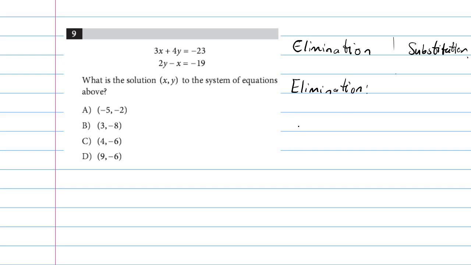I'll first work out the elimination method. You have two equations. First, you see that you have x and y: 3x plus 4y, and then 2y minus x. I would like to change the order of the variables in the second equation so I can have the x's first. So the first equation is 3x plus 4y equals negative 23, and the second, when you change the order, is negative x plus 2y equals negative. Remember that effectively we haven't made any change to the equations.